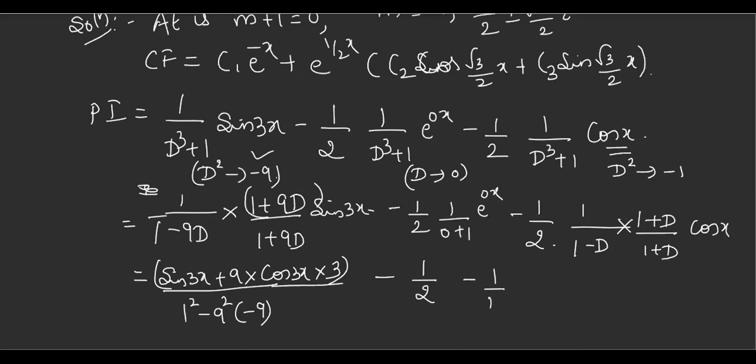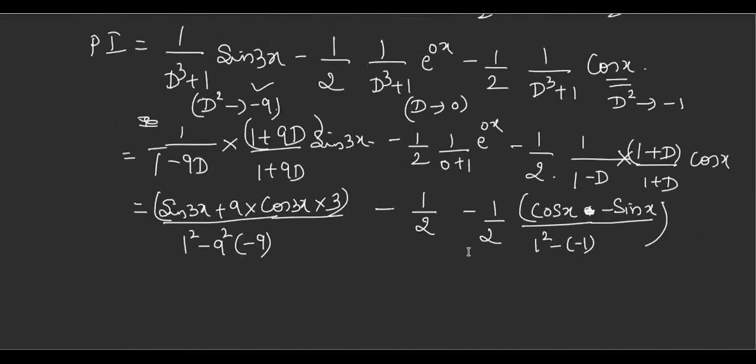So 1 by 2. Here again, 1 square minus D square, D square is minus 1. 1 plus D operating on cos x is what? 1 into cos x, cos x, plus D operating on cos x is what? Derivative of cos x is minus sin x. Okay. Now altogether write a simplified part, add the numbers, simplify, and you can even write the general solution. Okay.